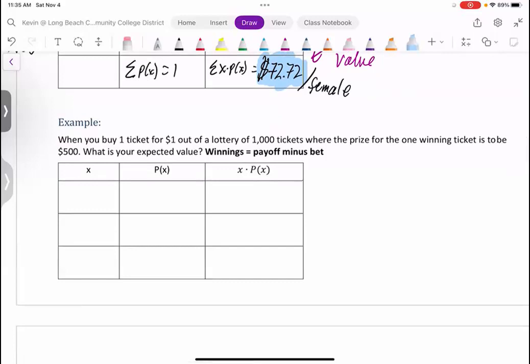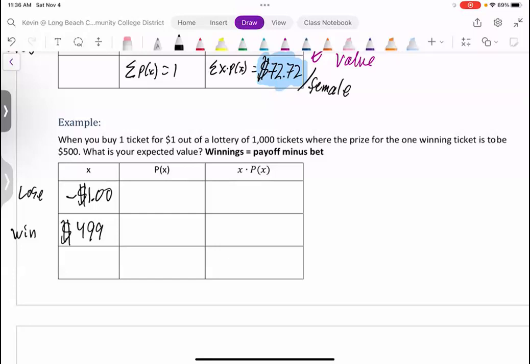Let's do another one. When you buy one ticket for $1 out of a lottery of 1,000 tickets, where the prize for the one winning ticket is to be $500, what is your expected value? We're now playing as the person playing this game. So we'll start here. If I lose, I'm out $1. However, if I win, then I get to make $499. Now remember, that's the $500 minus one, because they're just giving me my dollar back.